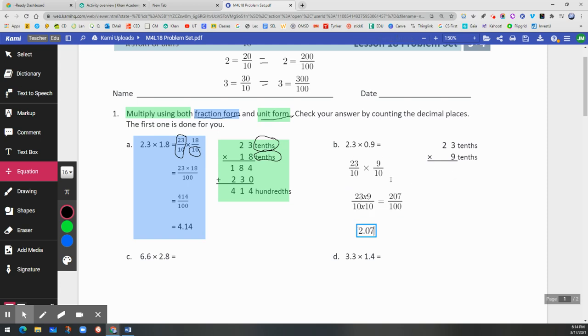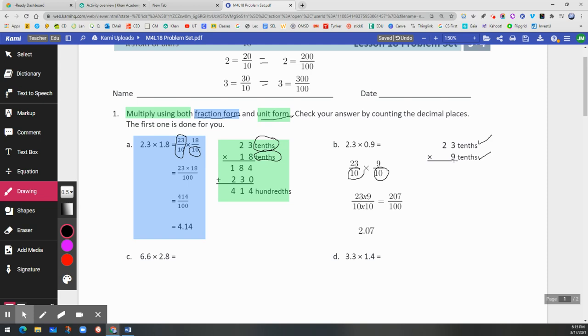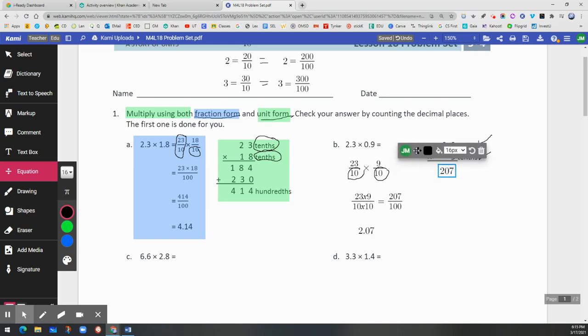Okay? Now we're going to do the unit form. Again, let me remind you. They turn the tenths into the unit. It's right here, 23 tenths. And they turn the tenths here into the unit, 9 tenths. So when you multiply 9 times 23, it's going to give us the number 207, like we found on this fraction way of solving the problem. So when you multiply those numbers, that's going to be the answer.